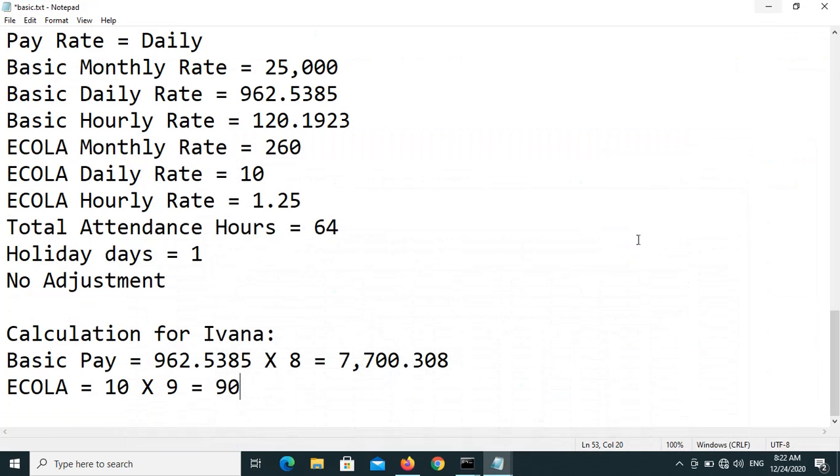Okay, so that's how easy it is to calculate basic pay and ECOLA in HR Tech Payroll.